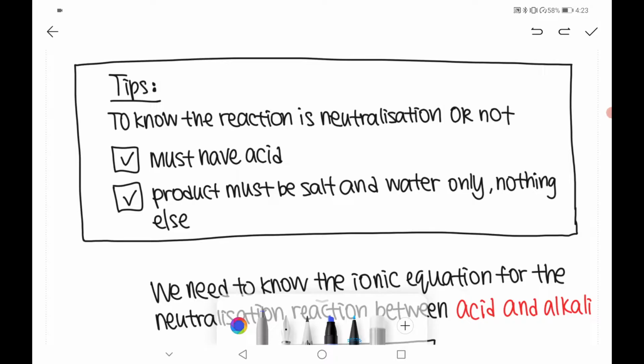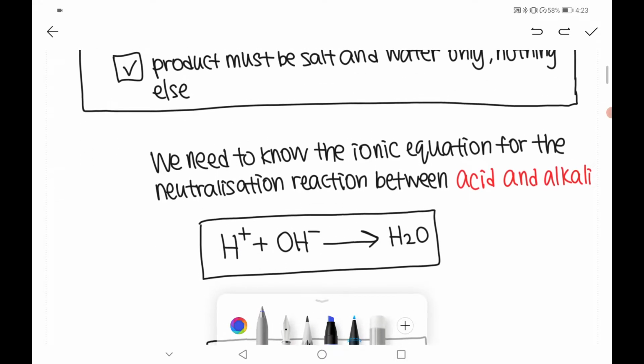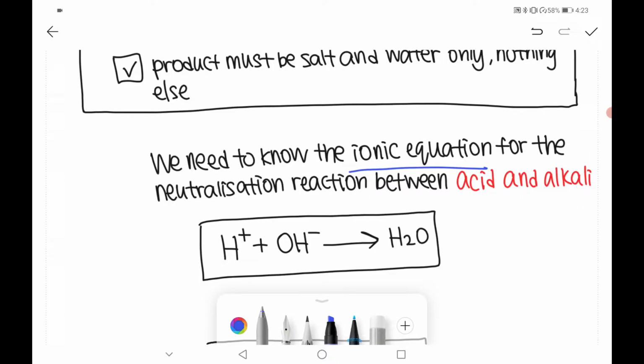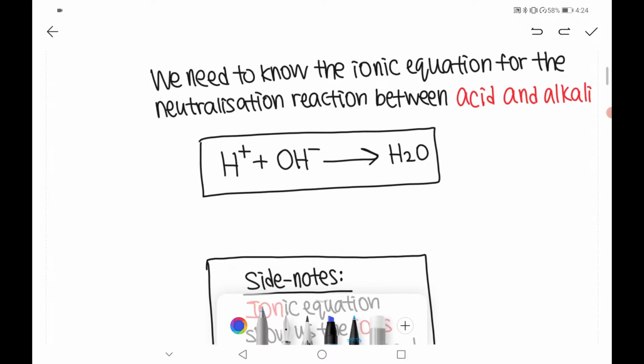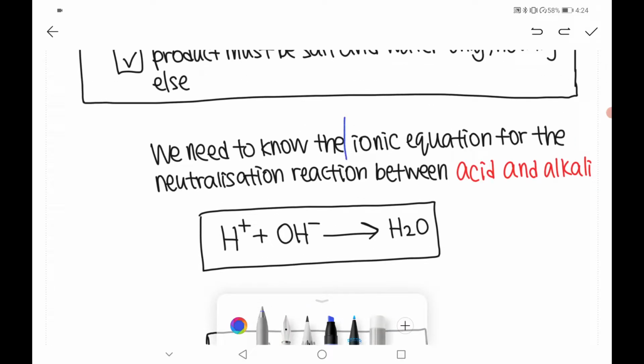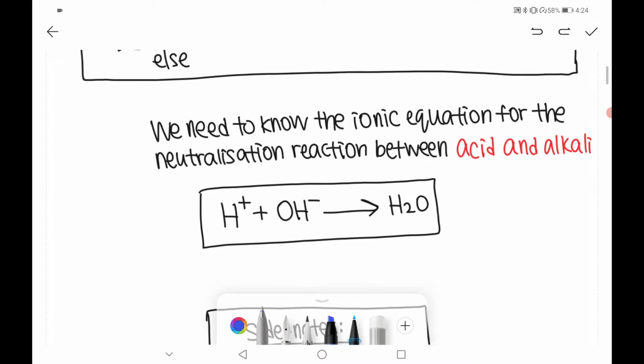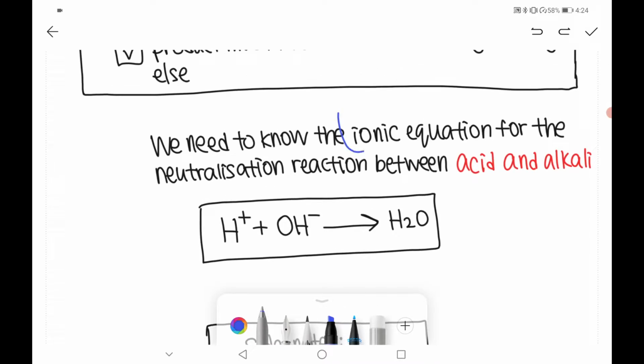All right. So the next thing that you need to learn is the ionic equation for the neutralization reaction between an acid and alkali. If you take acid reacting with alkali, it is a neutralization, right? Because when acid reacts with alkali, you produce salt and water. So now we need to know how to get the ionic equation for the neutralization reaction between acid and alkali. First of all, you need to understand what an ionic equation is.